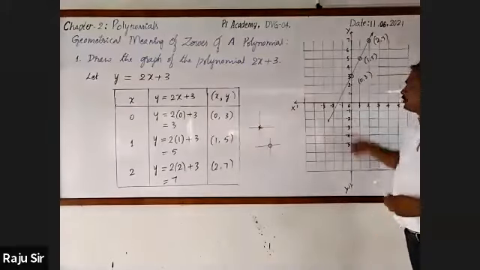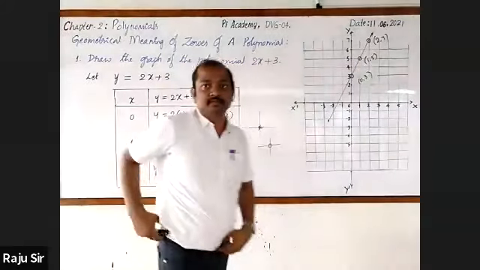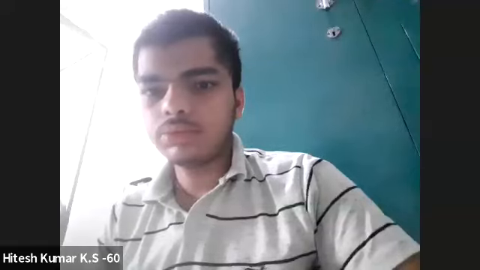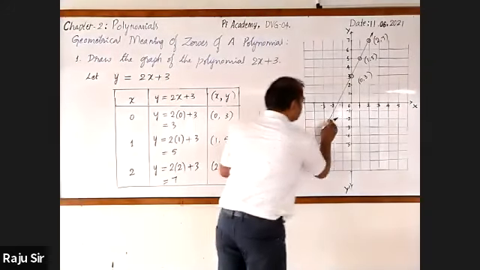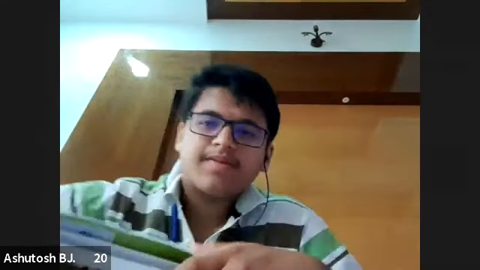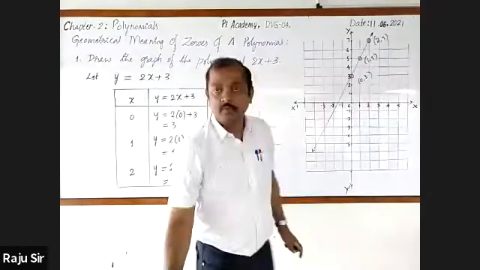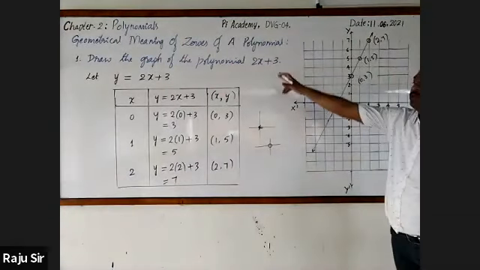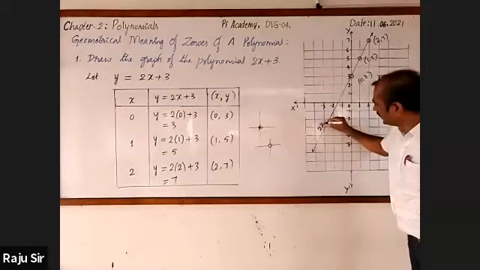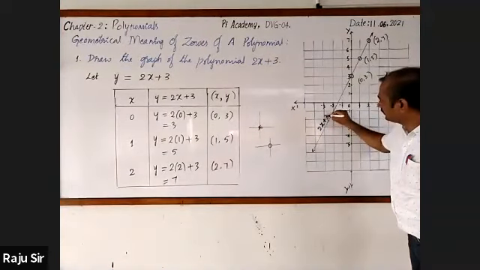Yes. Hope that you have got the graph like this only. Look here. Sir, we should extend this line after 3 plus 3 to x dash, sir? You can extend the line to any length. Now, this is the graph of the given polynomial. That is, y equal to 2x plus 3. Just write it here on the right. 2x plus 3.